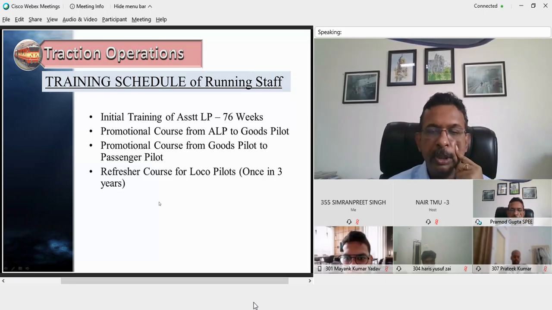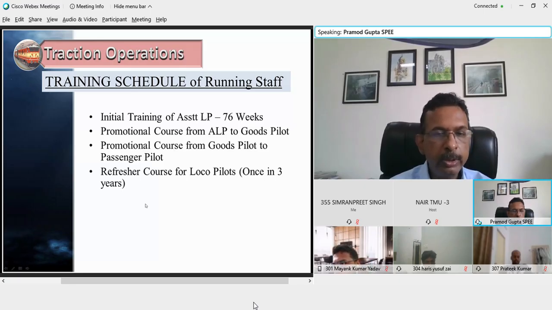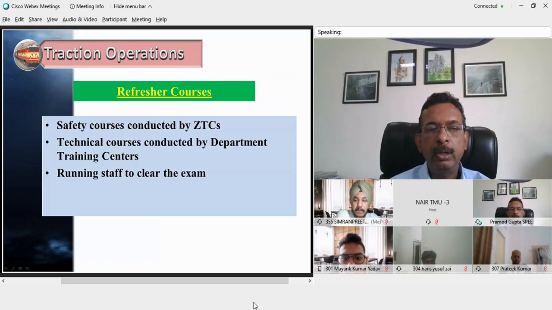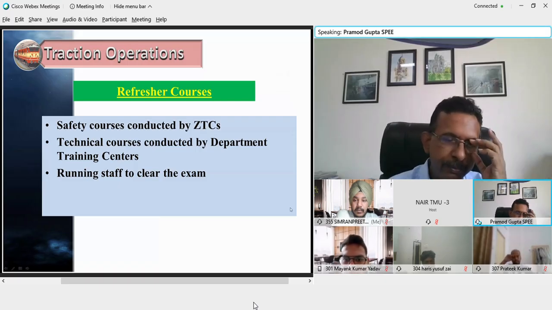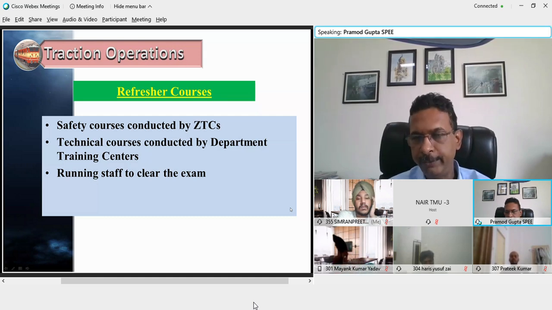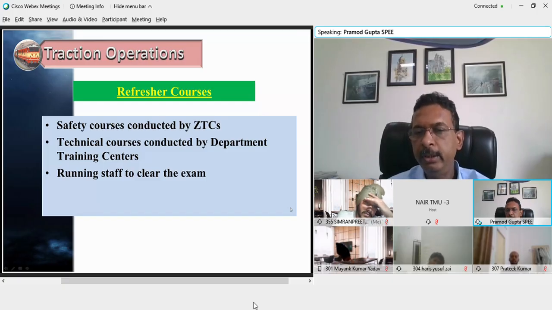Sorry for the interruption. The loco pilots are also undergoing the refresher courses once in every 3 years. We also conduct refresher courses for them, and the refresher courses are conducted in the JTC. When we conduct the JTC, they are basically being taught about the safety which is to be followed by them during the operation, all safety related instructions and training. It is being given in JTC.